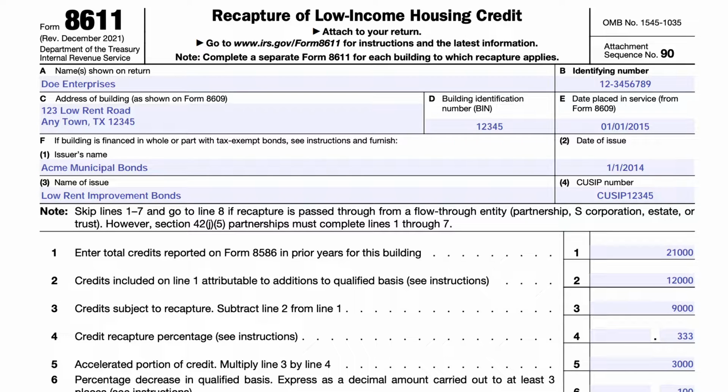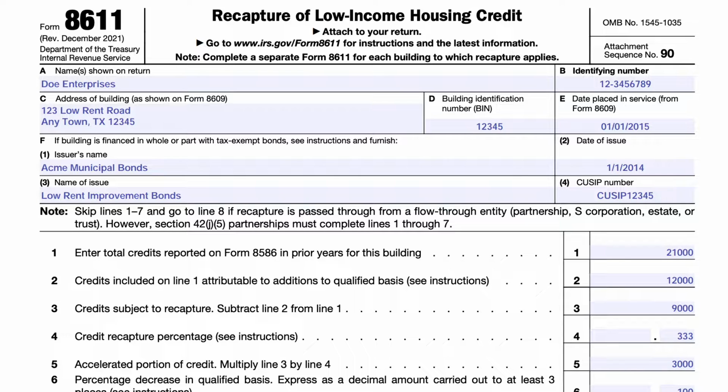IRS Form 8611, Recapture of Low-Income Housing Credit. So this tax form is filed by taxpayers. It could be individuals, it could be businesses, pass-through entities that previously have claimed a low-income housing credit on one or more buildings that qualify for a low-income housing credit, and then sell it before the end of the recapture period.